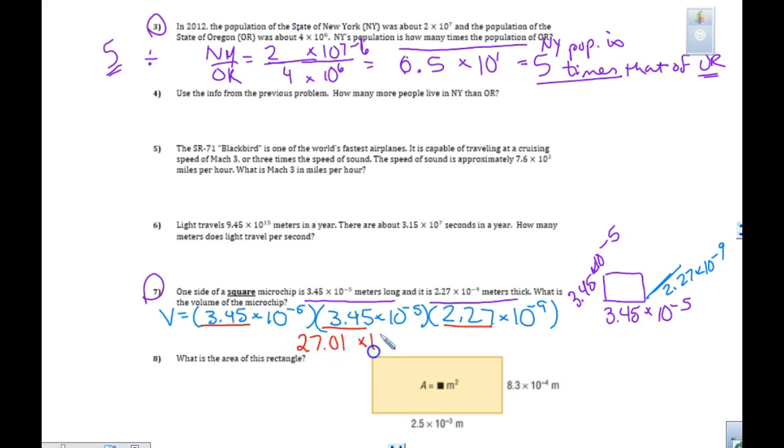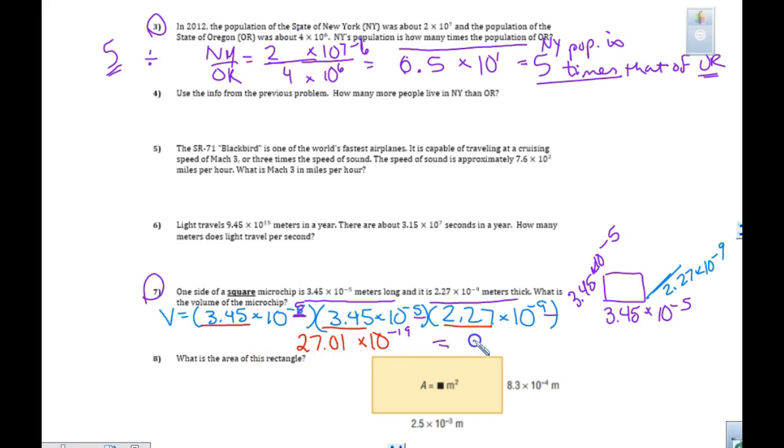27.01. When we are adding our exponents for our powers of 10, negative 5, negative 5, and negative 9, I'm going to add all those. So that's going to give me 10 to what power? You want to raise your hand? 10 to the negative, what should I have? Yeah. Negative 19.